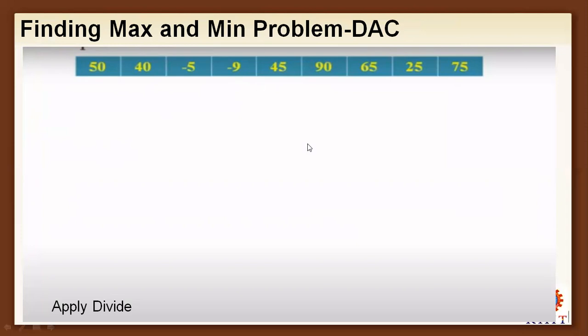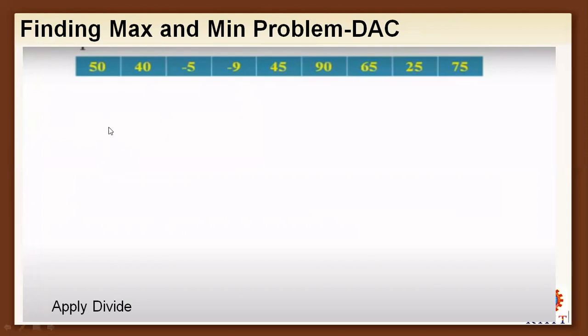When we apply the divide and conquer strategy to the given problem, the first step is the division method. When we apply the division method to the given array, the array is partitioned into two sub-arrays. On what basis is the array divided into two subparts? We find the mid element, and based on the mid element, the array is split into two parts.